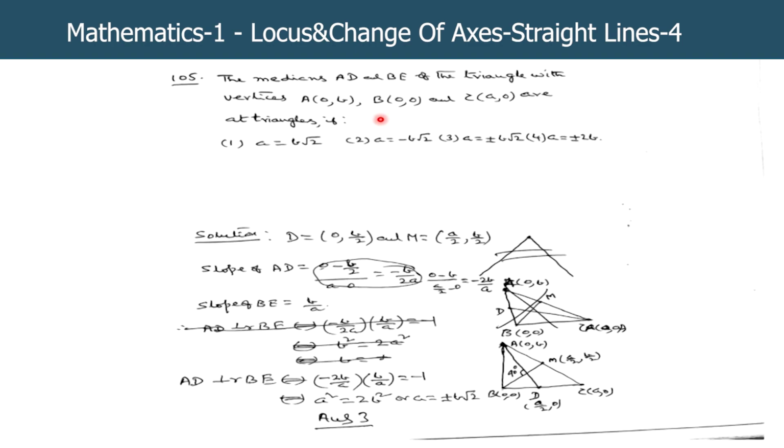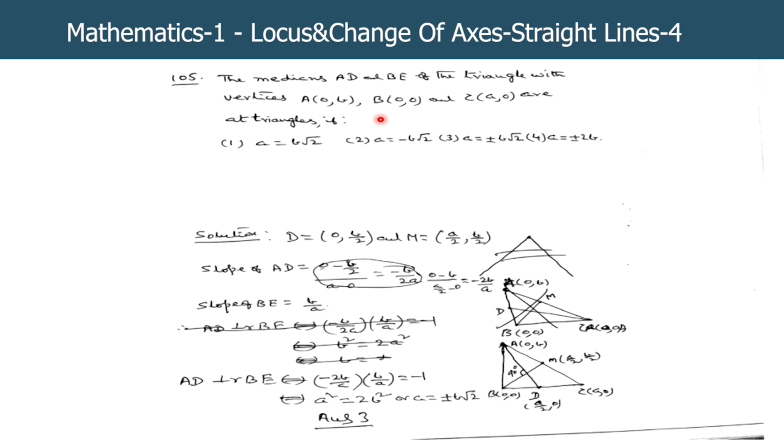The medians AD and BE of a triangle with vertices A (0, b), B (0, 0) and C (a, 0) are at right angles if: 1, a is equal to b root 2; 2, a is equal to minus b root 2; 3, a is equal to plus or minus b root 2; 4, a is equal to plus or minus 2b.